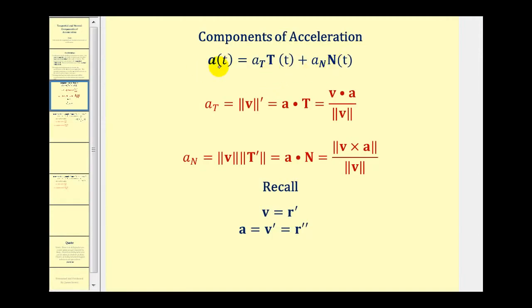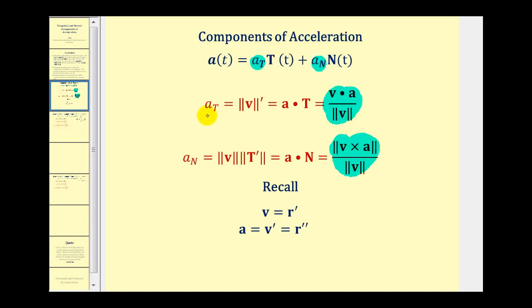So taking a look at this here, the acceleration vector valued function would be equal to the tangential component of acceleration times the unit tangent vector valued function plus the normal component of acceleration times the unit normal vector valued function. And you can see below there are several formulas to determine these components, but we're going to be using these last formulas here in this video.